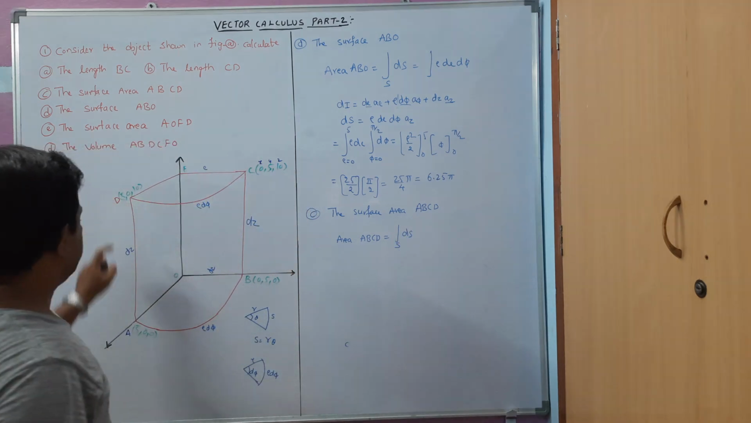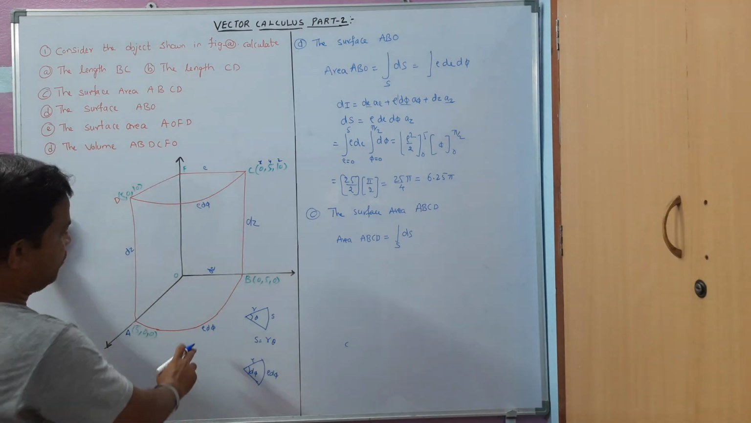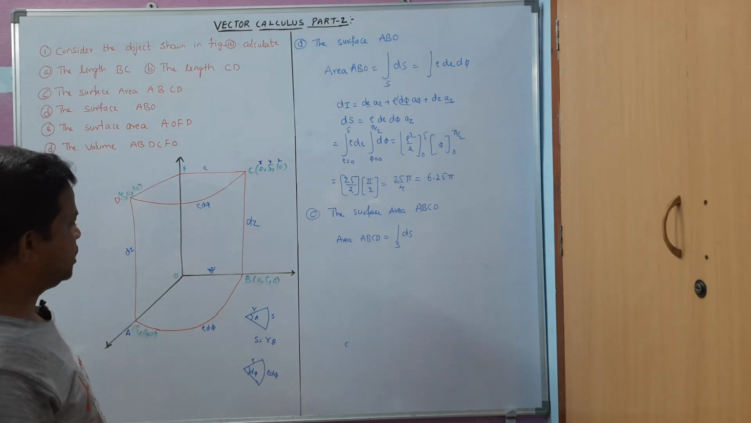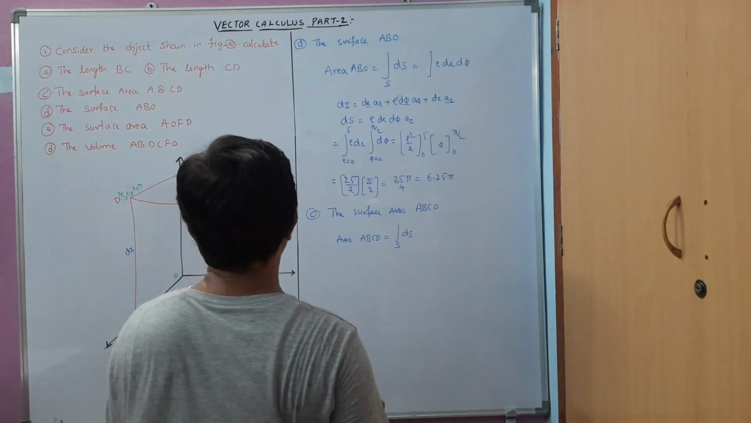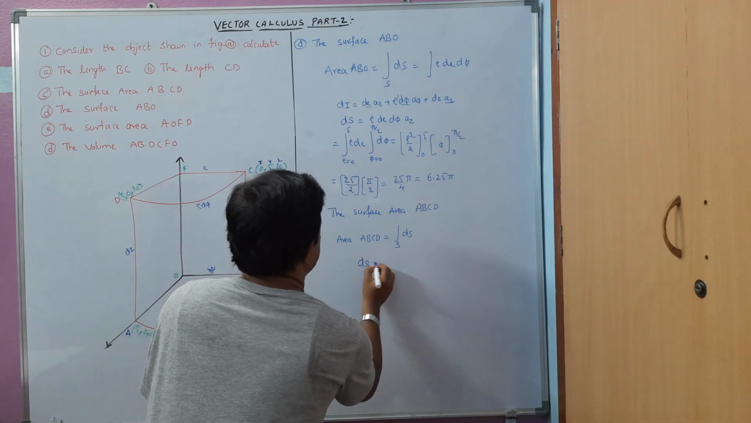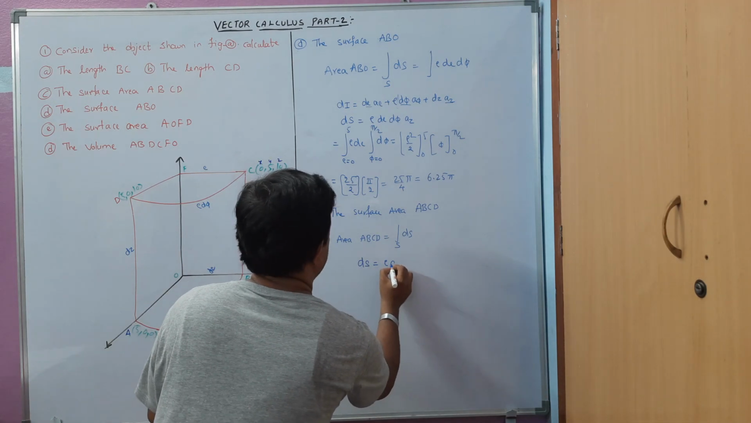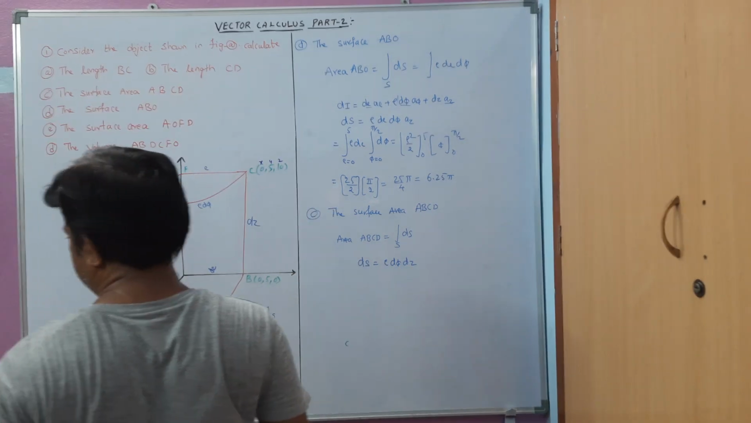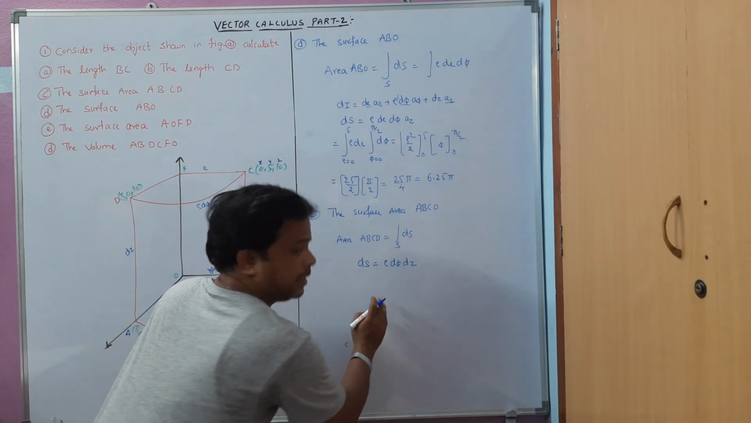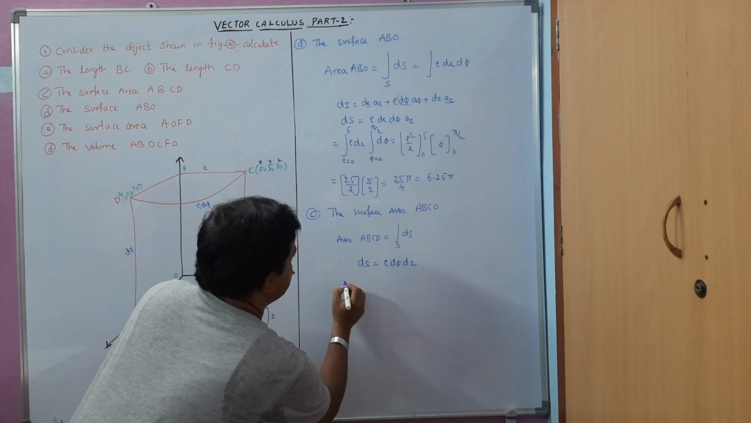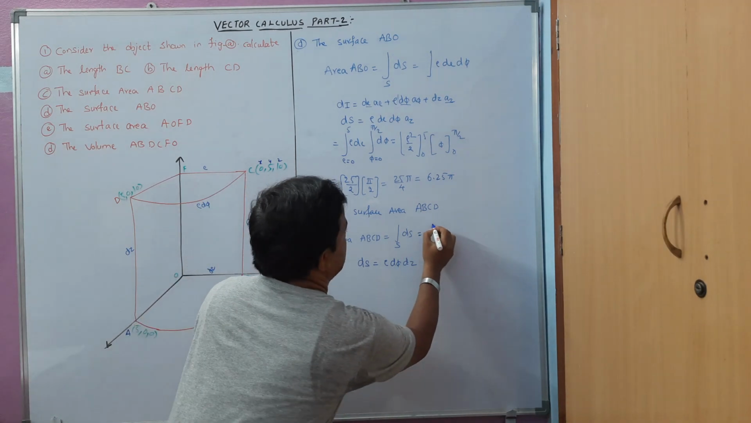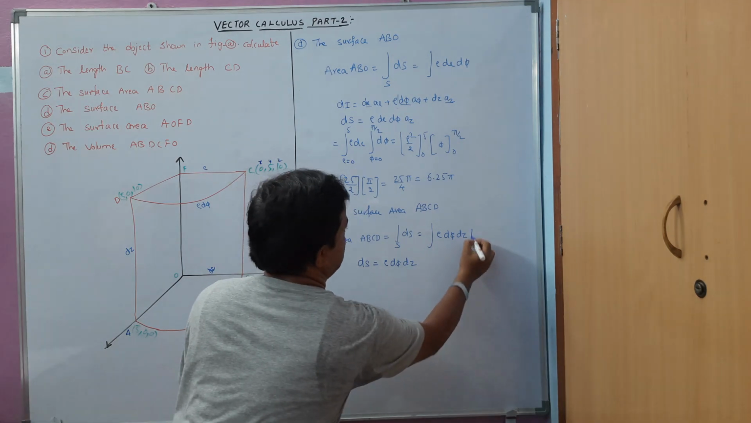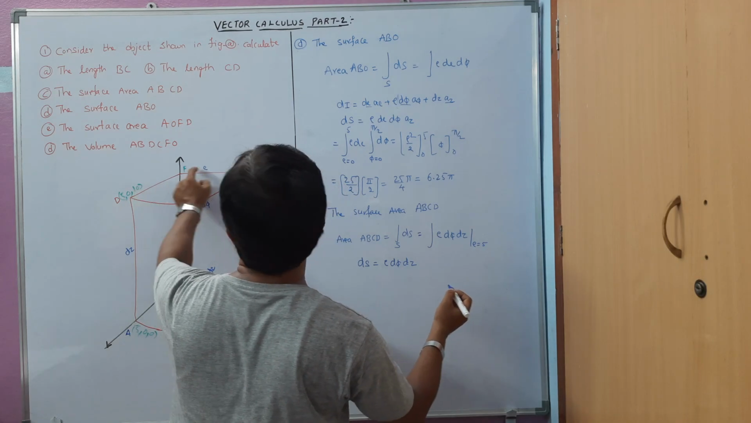For ABCD, we have rho d phi into dz, along the rho direction. So now ds will become rho d phi dz. So here we get rho d phi dz. Let me take this value here and see what I get. The area will be the integral of rho d phi dz. Rho is not changing here, the radius is 5 here.